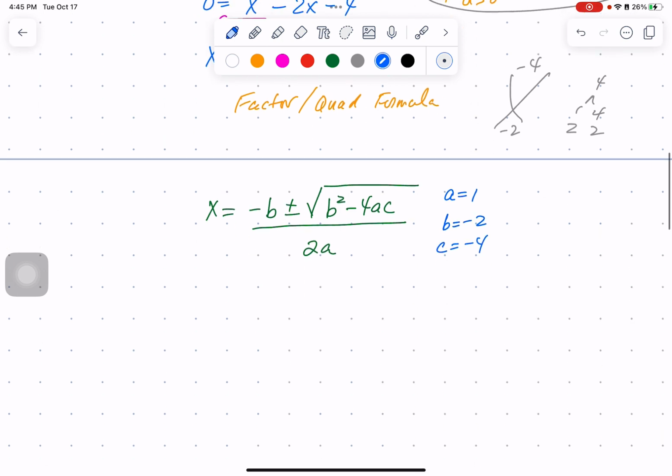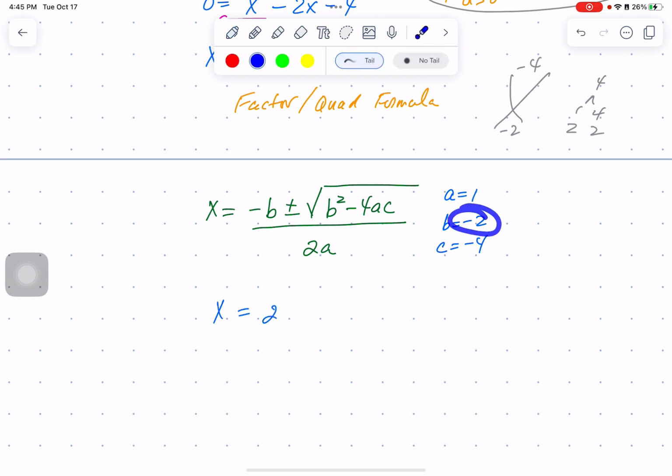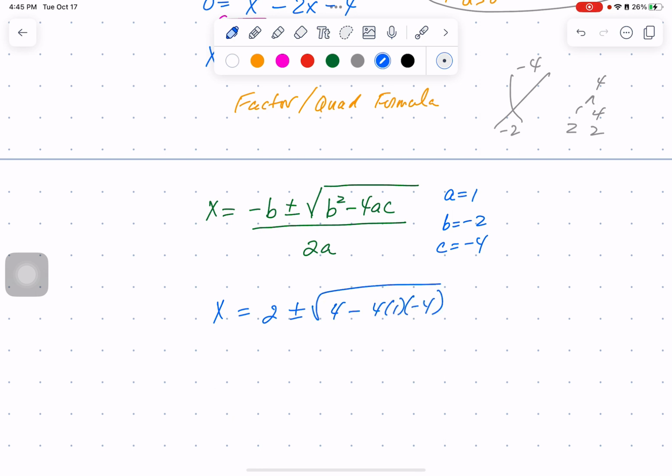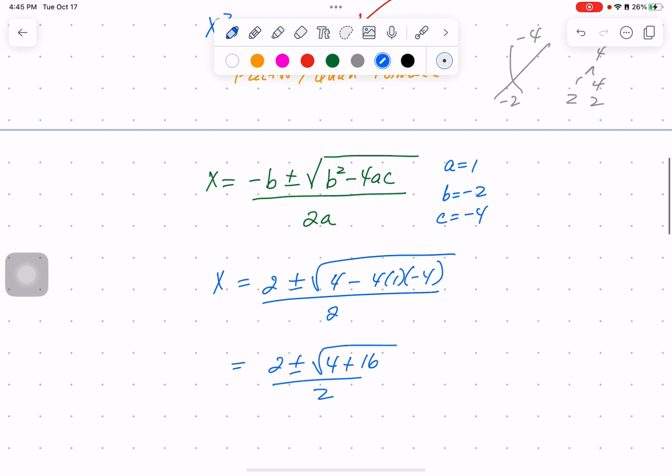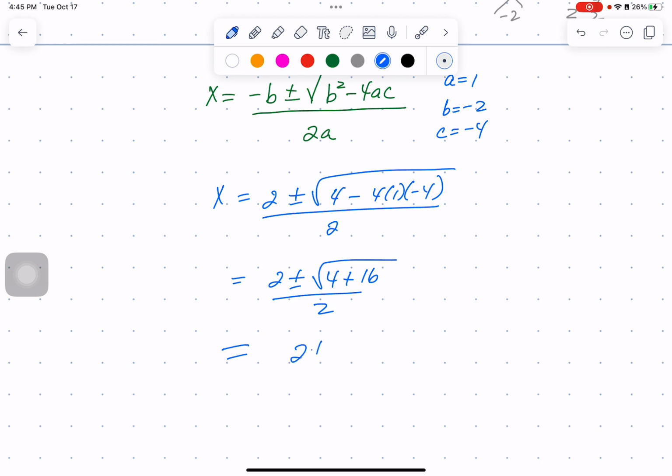So let's put the numbers in where they go. So it's going to be x equals 2. No, not negative 2, because it's a negative 2 here and a negative b here. So those two negatives give me a positive 2. And it's going to be plus or minus 4 minus 4 times 1 times negative 4 square rooted all over top of 2 times 1, which is 2. So now, we're going to do this, and we're going to do 4 plus 16 over 2, and we're going to get 2 plus or minus 20 over 2.